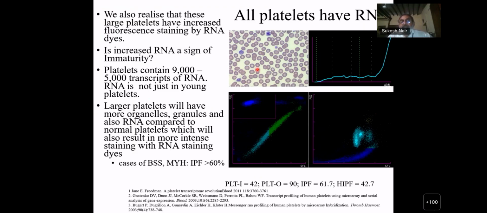And sometimes those large platelets come in the WNR channel, which is the default WBC count. Some of these platelets get counted as WBCs. So you can see that here. They get counted as lymphocytes.